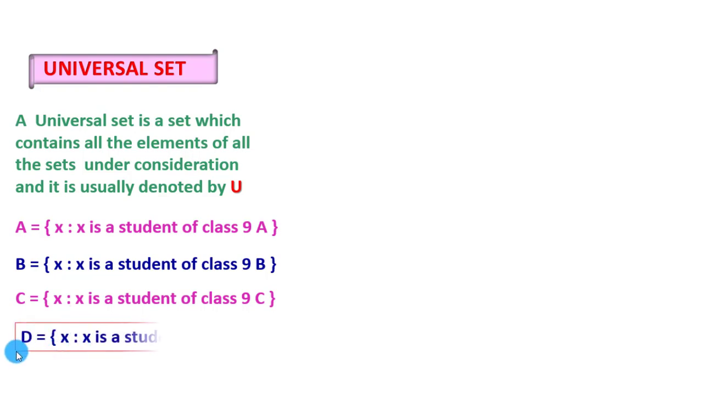That can be written as: let D be the set containing x elements such that x is a student of class 9. Class 9 means 9A, 9B and 9C. So what is the universal set? It is a set which contains all the elements of all the sets. Clear?